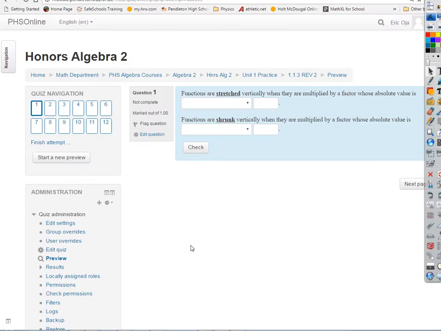Let's see, it says functions are stretched vertically when they are multiplied by a factor whose absolute value is what? Well, to stretch them, a is going to be the number that we multiply by. And so that's got to have an absolute value that is greater than 1. Okay? And functions are shrunk vertically or compressed vertically when they are multiplied by a factor whose absolute value is less than 1.